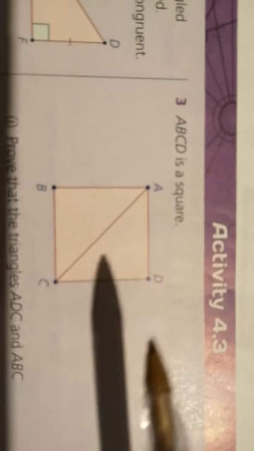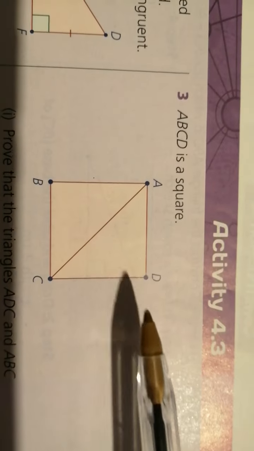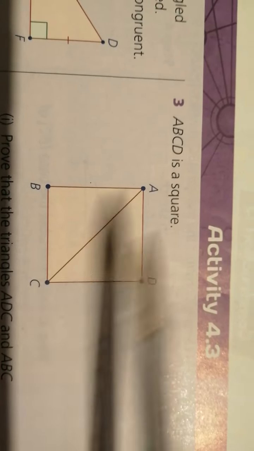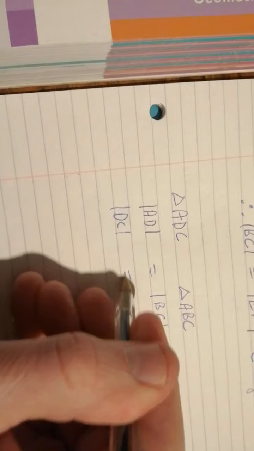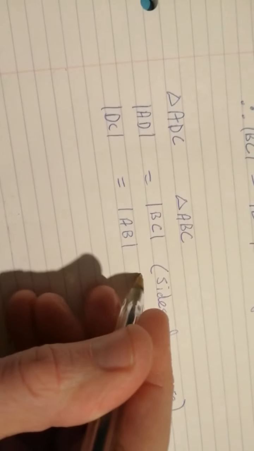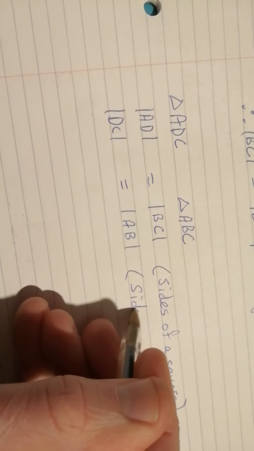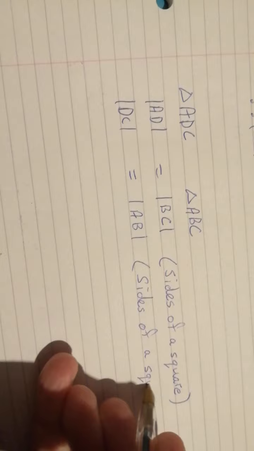The next thing then is we used AD, so next our side DC is equal in length to the side AB. So DC equal in length to the side AB. And again, because they're two sides of the same square, sides of the square.